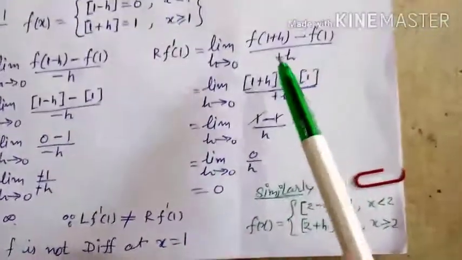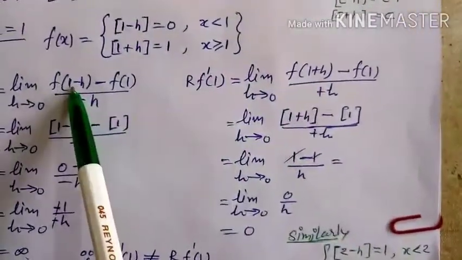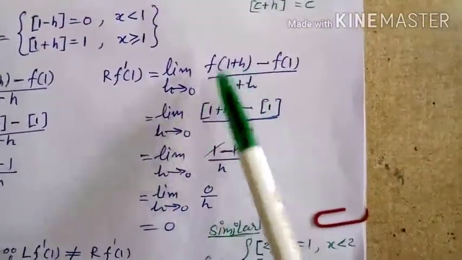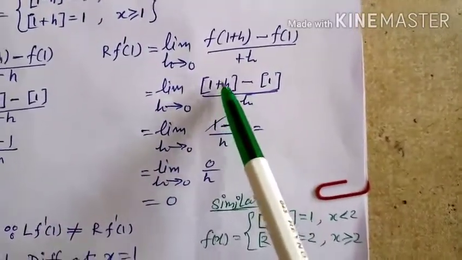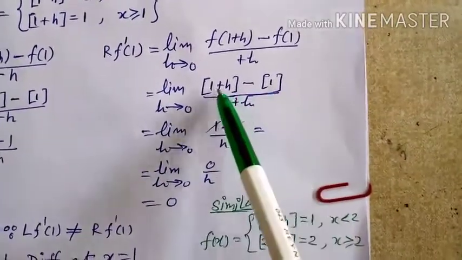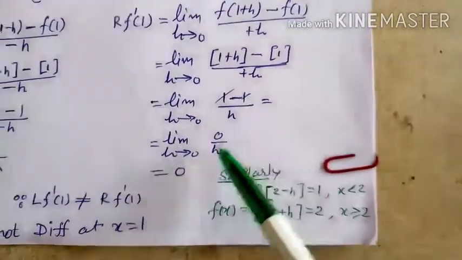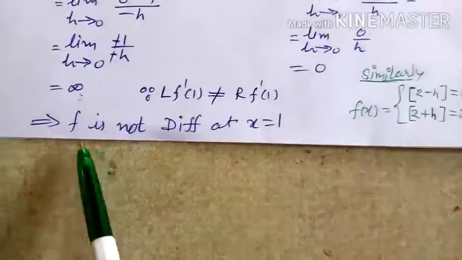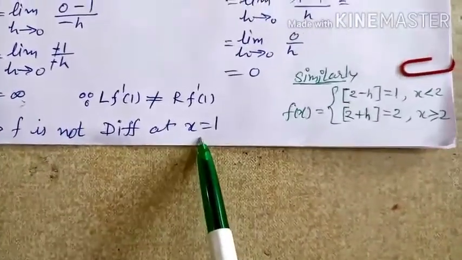Now the right hand derivative. So here 1 plus h, f of 1 plus h minus f of 1 upon h. First write in square bracket because it is the greatest integer function. So in square bracket 1 plus h, that is only 1 remaining, and f of 1 is 1. 1 minus 1 is 0, 0 upon h means 0. So once again the left hand derivative and right hand derivative are not equal. So the function is not differentiable at x equal to 1.